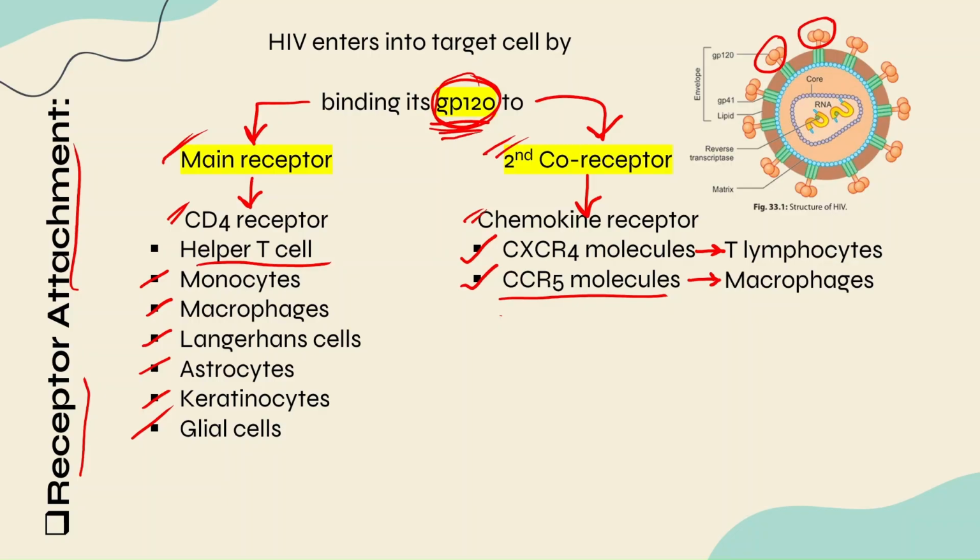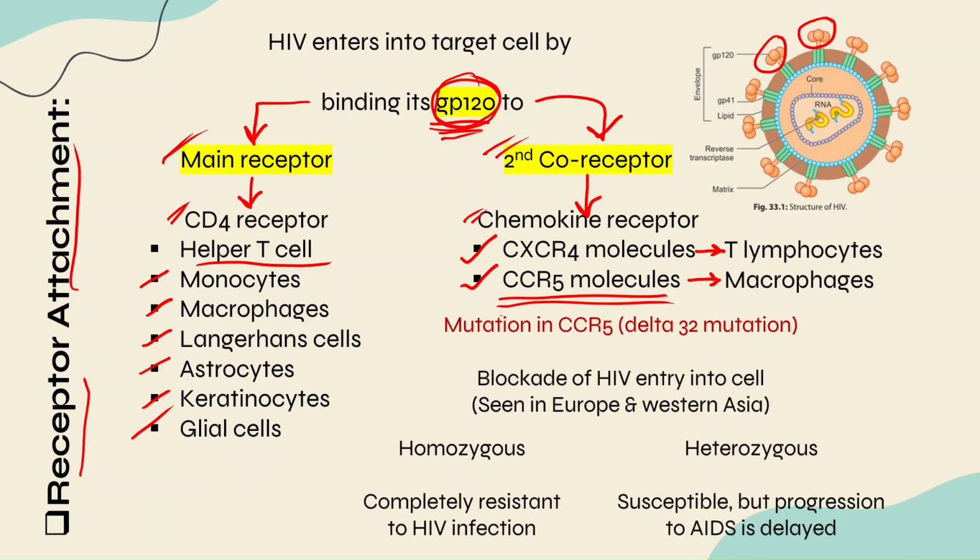Now, what if I am saying that this CCR5 molecule, this chemokine receptor undergoes a mutation? Please remember, this mutation is very important, and this is something that's very rare. Mutation taking place in the CCR5 molecule, which is present on the macrophages, guys. This is also called the delta 32 mutation. Very important mutation, guys. Again, this is something that is seen only in Europe and Western Asia. Very few people, again I'm repeating, very few people will have this mutation.